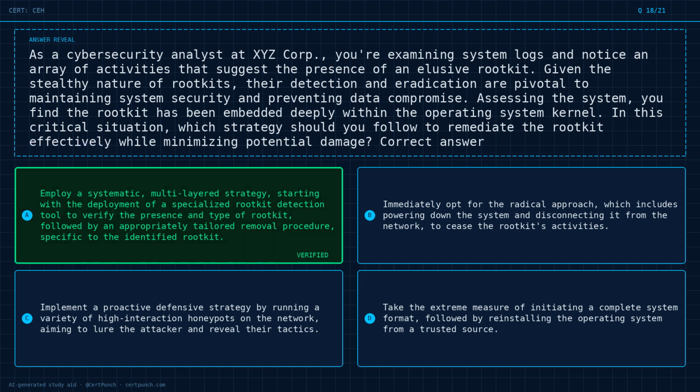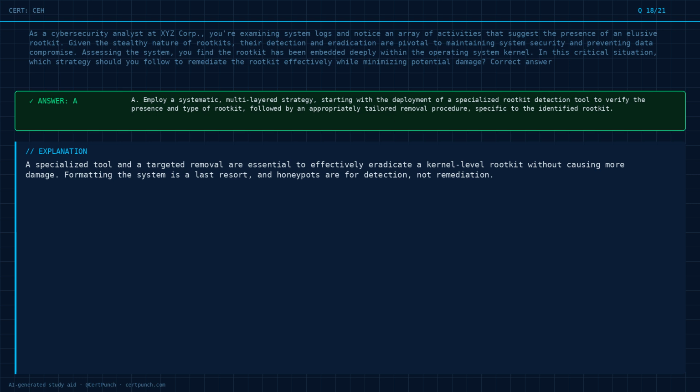The answer is option A. Exam logic. A specialized tool and a targeted removal are essential to effectively eradicate a kernel-level rootkit without causing more damage. Formatting the system is a last resort, and honeypots are for detection, not remediation.